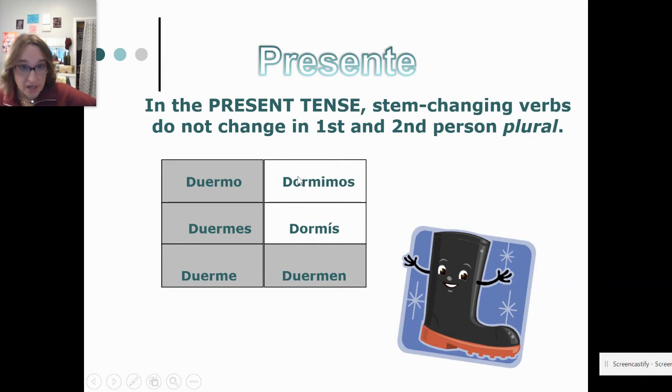You don't change them. So this particular verb is dormir. It's O to UE. So you see a UE, UE, UE, O. It's outside of the boot. O, outside of the boot. UE, back in the boot. So everything here in the shaded area is part of the stem changing verb.